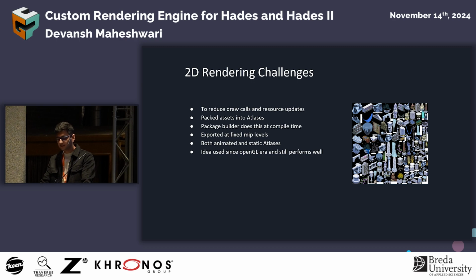Okay, so to alleviate some of these issues, we have some trickery that we do. The first big one is that we want to reduce our draw calls and resource updates. So since we have so many assets that are combined together to make map objects, we actually package all these assets into tightly formed atlases. We do this with our package builder, and we do this at compile time. Since our camera is fixed and it doesn't zoom in or out too much, we have the liberty to not use all the MIP levels. So we can drastically reduce the sizes of these atlases by only packing the MIPs that we will actually use.